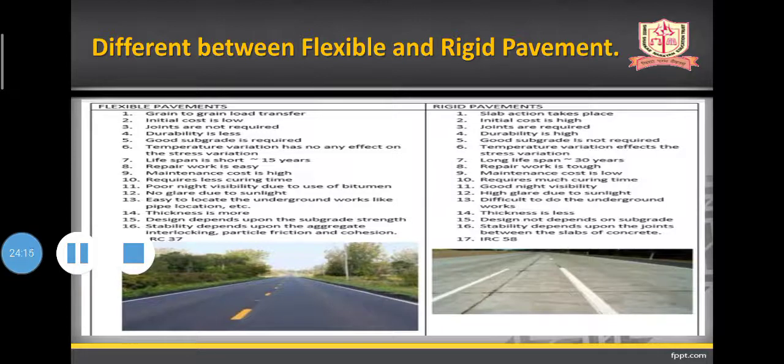For a flexible pavement, you can refer to IRC 37, and for rigid pavement, you can refer to IRC 58. That is all about the pavement: the road pavement, the different layers used in the road pavement, the materials used for the road pavement, and the last one is the types of road pavement.